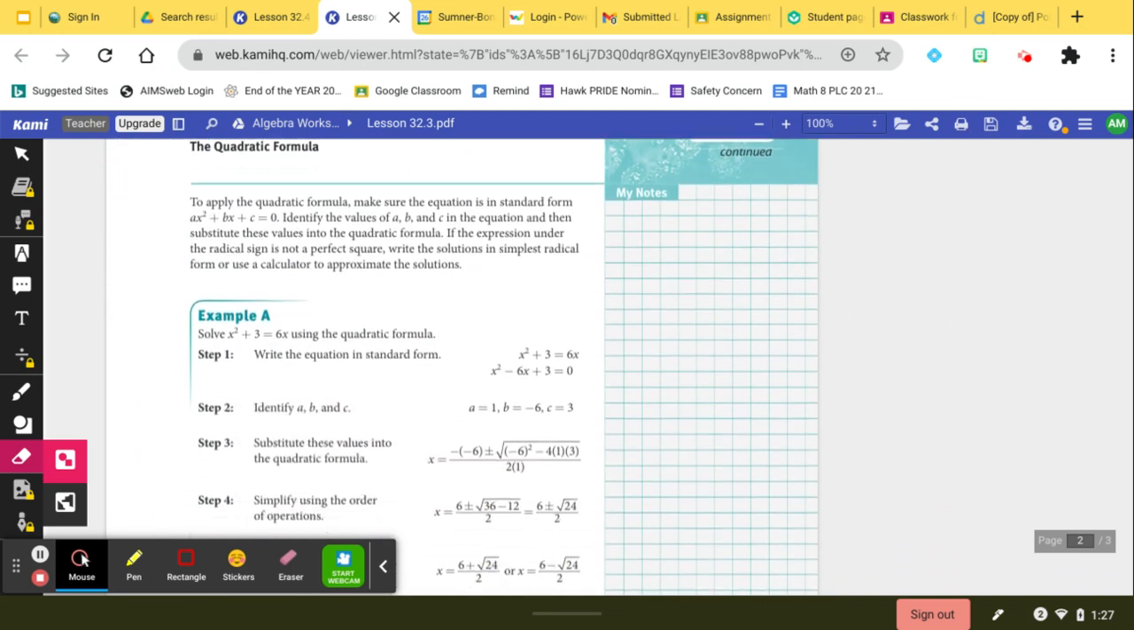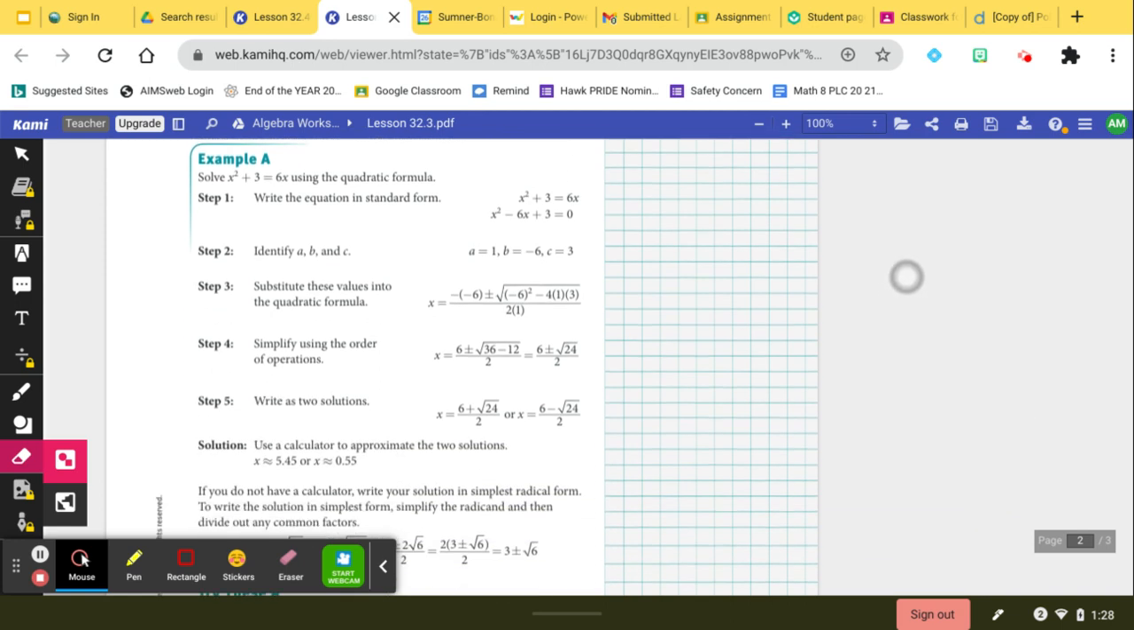So it says to apply the quadratic formula, make sure the equation is in standard form, like I was saying, and set equal to 0. Identify the values of a, b, and c in the equation, and then substitute these values into the quadratic formula. One thing to note is if the expression under the radical sign is not a perfect square, we can write the solutions in simplest radical form or use a calculator to approximate the solutions. We're going to spend most of our time approximating the solutions with a calculator, but we will leave it in radical form, and then afterwards we'll actually learn how to simplify radicals.